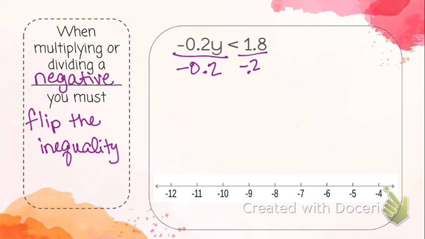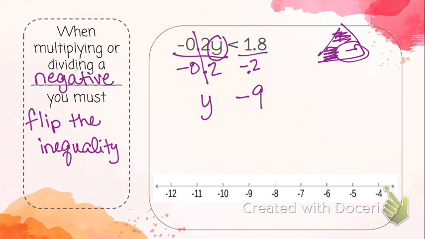So these cancel, right? Same thing on top, same thing on bottom. The only thing left is my y. And then I have 1.8 divided by negative 0.2. Well, the answer there is going to be 9. But positive divided by negative, remember your triangle rule? Cover those up. I'm left with a negative. So my answer is negative 9.